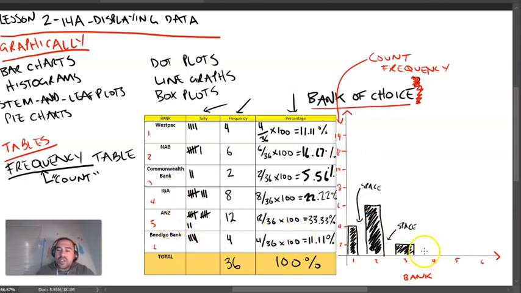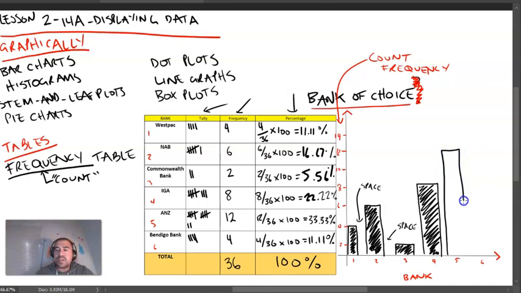Bank number 4, IGA, was 8. This will go all the way to 8. Go ahead, color that in. You can color these in different colors as long as you have a key of some sort. Bank number 5 is 12. All the way to 12, and that's the modal amount, the most common amount, the most popular amount, or the modal bank rather. And bank number 6 is 4.